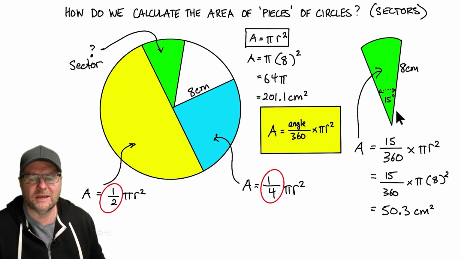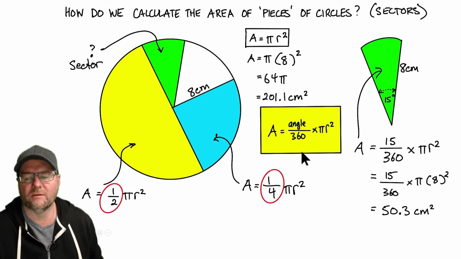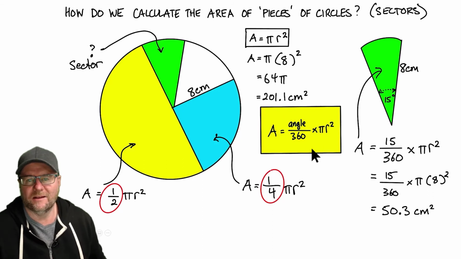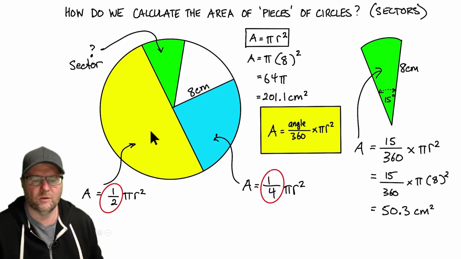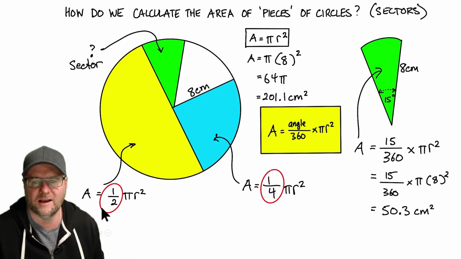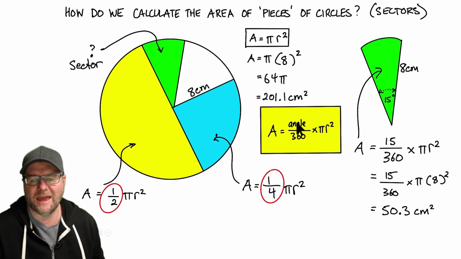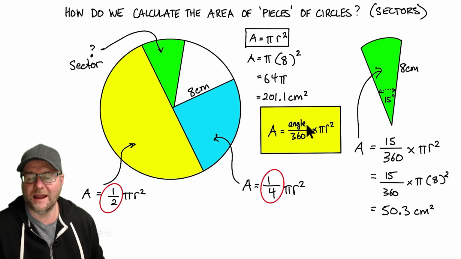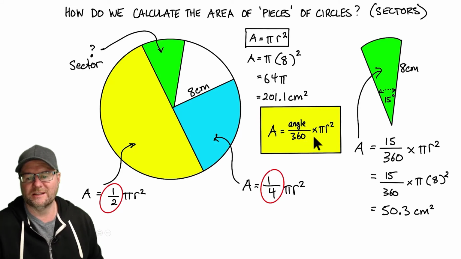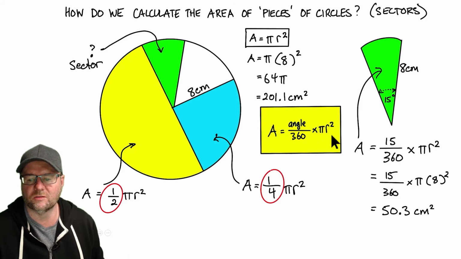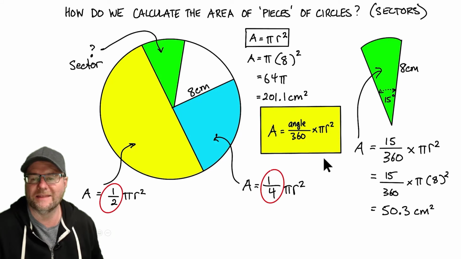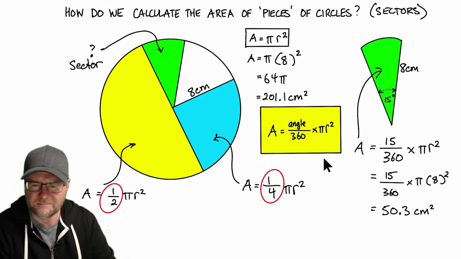Good job. So here is our little summary of all of that. To work out the area of a sector, if it was a half, that's easy, you could just use a half. If it was a quarter, you could use a quarter. But if it's some other angle, you need to put that angle over 360 and then times it by our area of a circle formula for the whole circle. Right? And that will get you the answer every time.